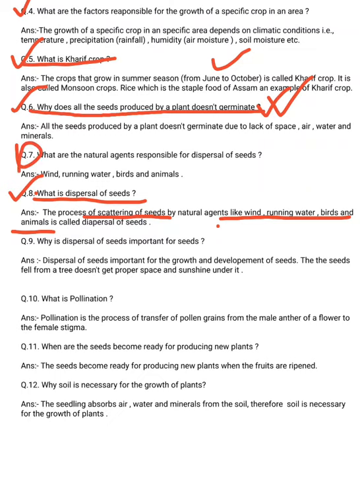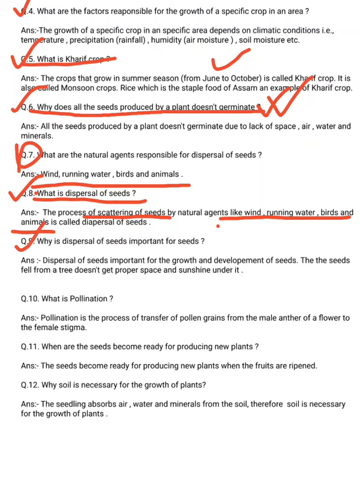Next, question number 7. What are the natural agents responsible for dispersal of seeds? Which natural factors do the dispersal? Wind, running water, birds and animals. Very easy.